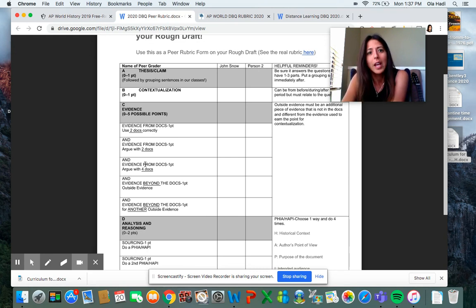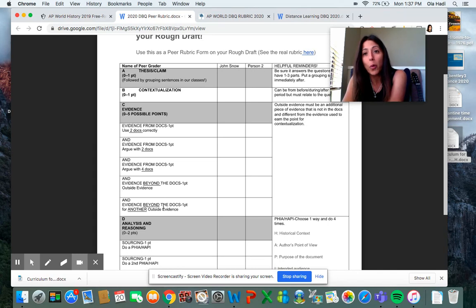That's an easy point. And then if you argue with those 2 documents, if you take those documents and make an argument of some sort, like you say what that proves, that will give you an additional point. If you use evidence from 4 documents and argue with 4 documents, that's another point. So that's 3 points already.